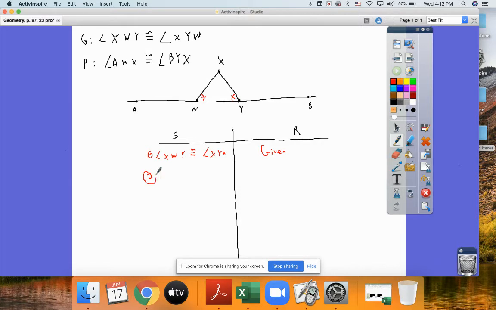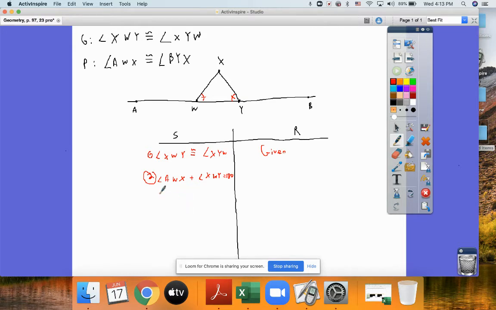Number two, I need to say something about this angle plus this angle is equal to 180. How do I know that? Well, I know they're supplementary angles from inspection, so I can say that angle AWX plus angle XWY is equal to 180. Why? Definition of supplementary angles.